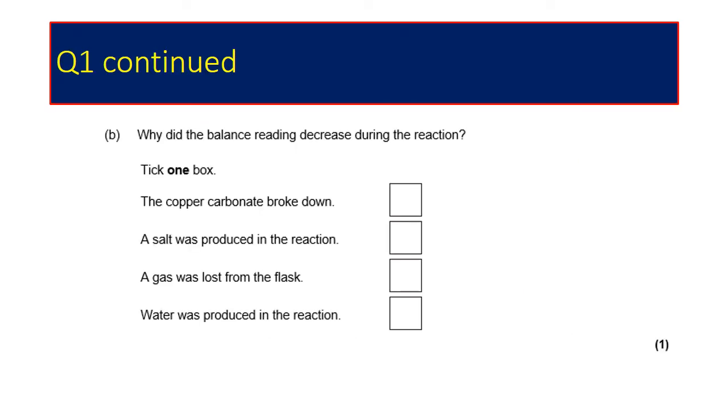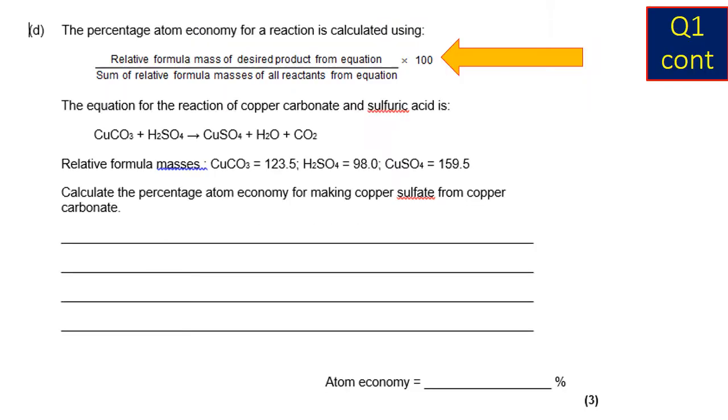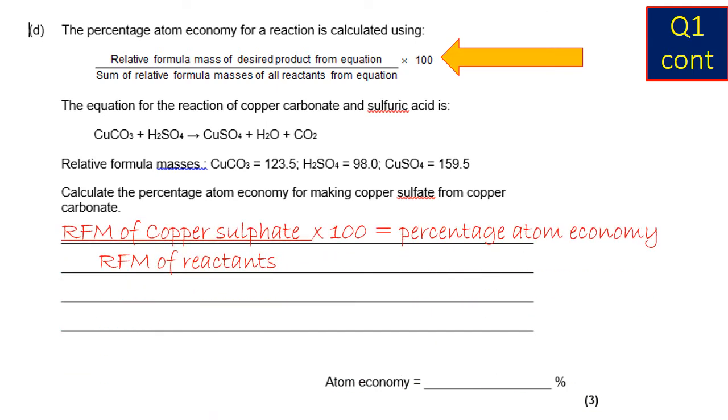So why did the balance reading decrease? That is because we had a gas being lost from the flask. We're then asked to work out the percentage atom economy of copper sulfate from copper carbonate, and we're given the formula, which is really helpful, and we're given all the relative formula masses. So it's just a matter of plugging those numbers in. So relative formula mass of copper sulfate, because that's the desired product, divided by the reactants. So we get 159.5 divided by 123.5 plus 98, and we times that by 100, and that gives us 72.01%.